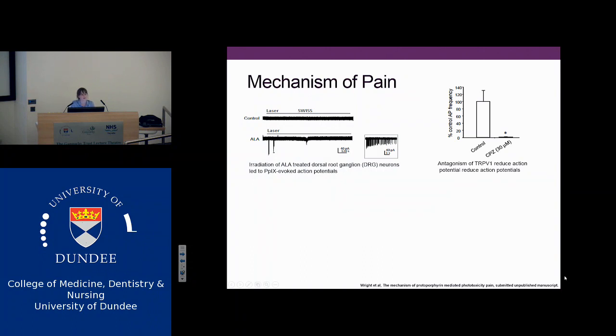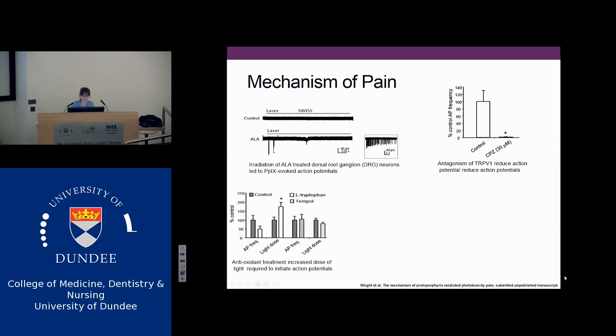TRPV1 ion channels are responsible for the sensation of heat-type pain or inflammatory-type pain. When we use an antagonist of TRPV1 receptors, we can see that the action potentials are largely abolished. This implicates the role of TRPV1 receptors in the mechanism of the pain.